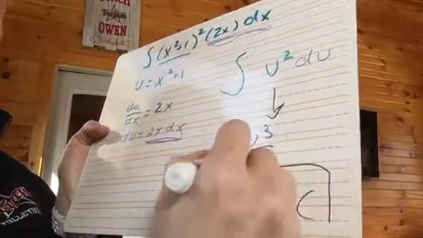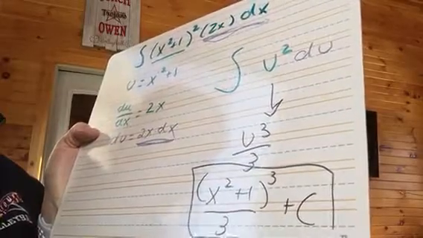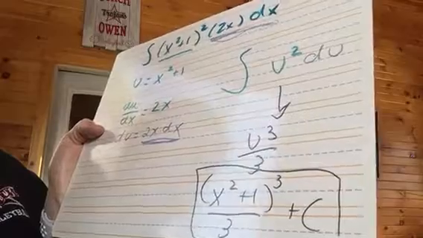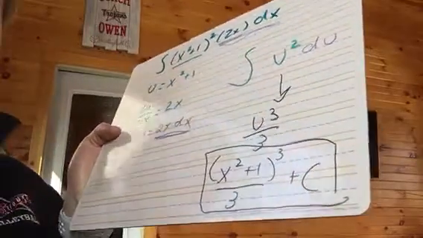plus c. The reason it is a plus c problem is because this is an indefinite integral. As an indefinite integral, we obviously have a plus c. There's no bounds on this integral, so that's why we do what we do.